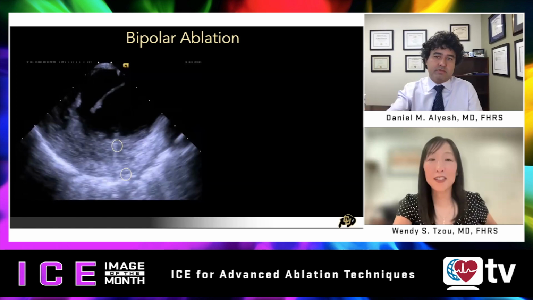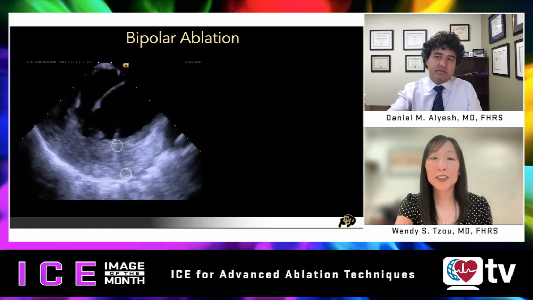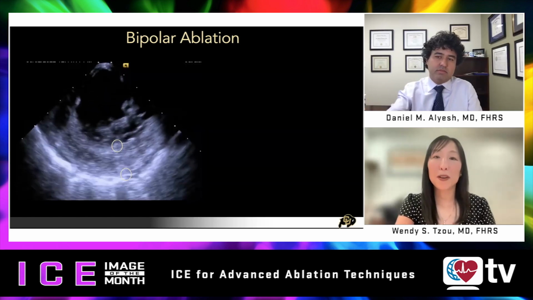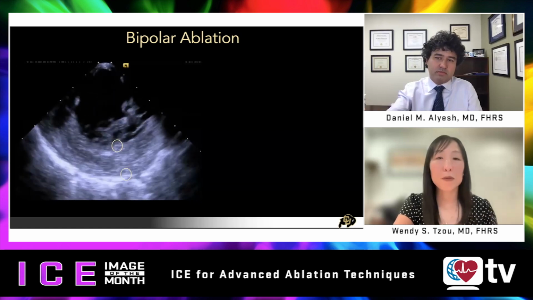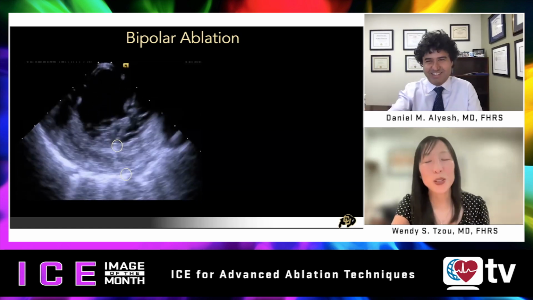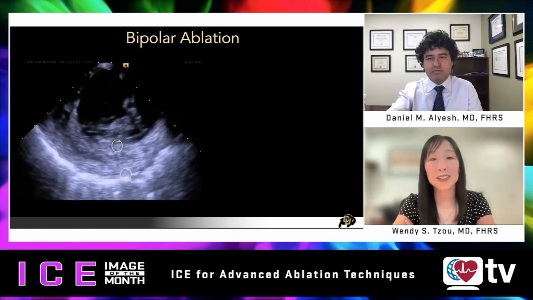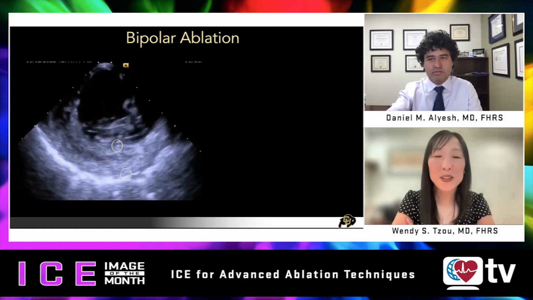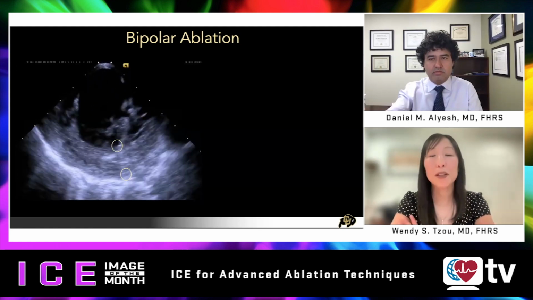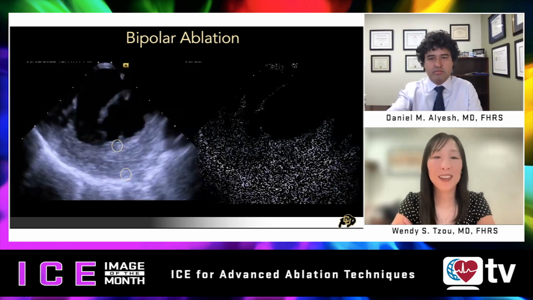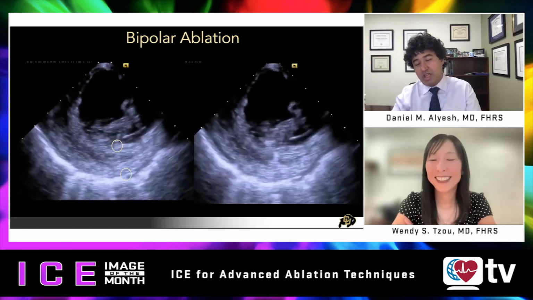I should also make the caveat that I did not ablate here until I confirmed that the epicardial catheter was at least 5 millimeters from the closest large branch, because that's important. This is why this is an unusual example, because I don't usually apply bipolar in this setting. But it was a nice picture. Absolutely.